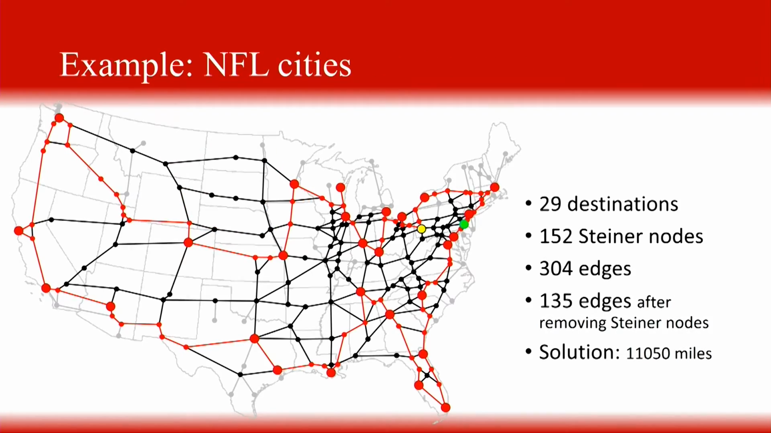Here's another small example. This is 29 destinations of NFL cities before the Oakland Raiders moved to Las Vegas. Maybe I should update this sometime soon. Yes, and there could be some future movement later, I know.